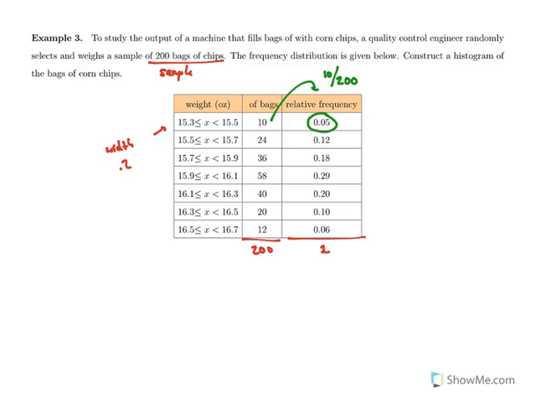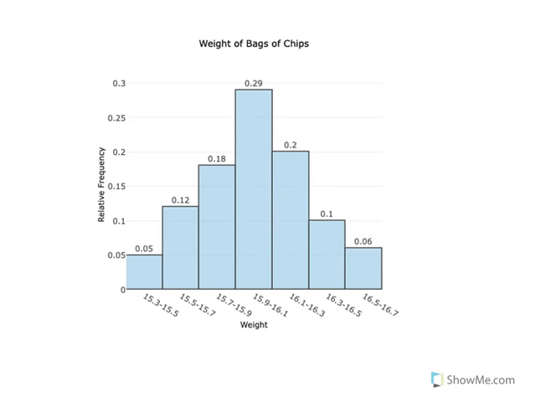So now we can create a histogram of these bags of chips. So we're going to have 7 different groups on the bottom, relative frequency on the side, and the corresponding heights of those bars. So again, we think about from 15.5 to 15.7. That bar corresponds to the 12%. That's 12% of the area total is in that bar.